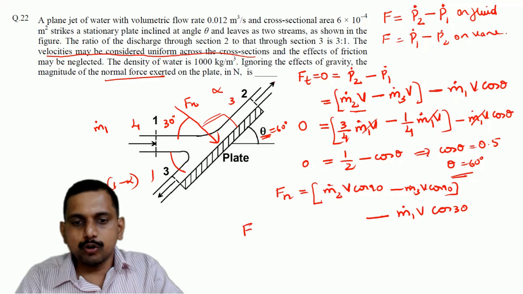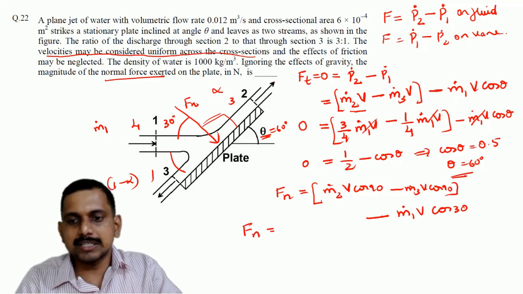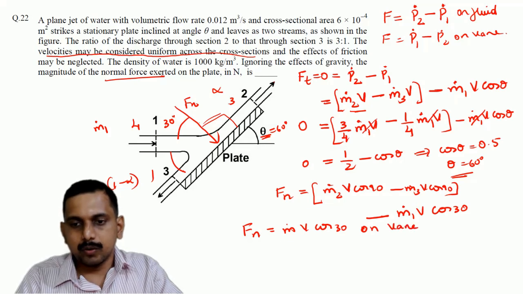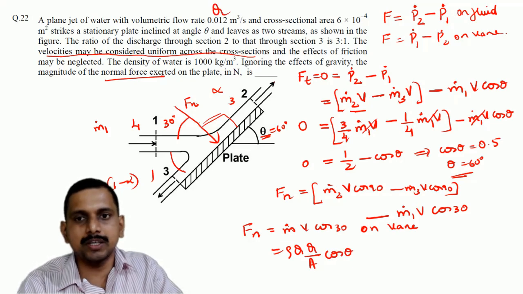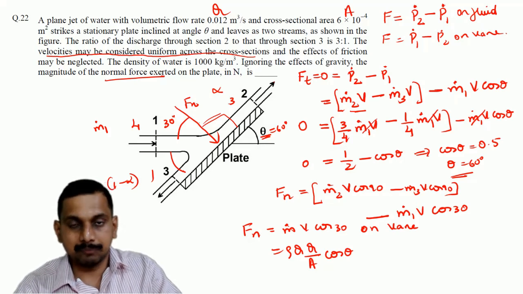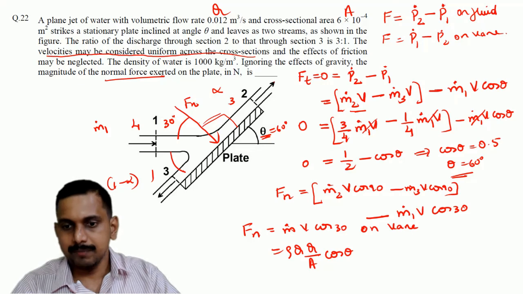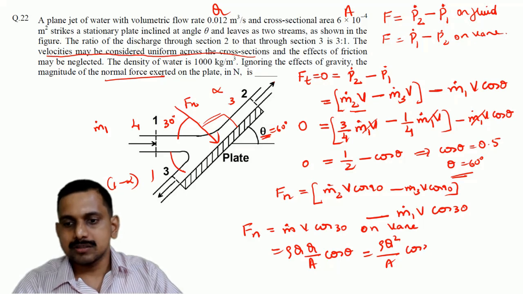So normal force Fn is equal to, if I consider this on the fluid, M dot V cos 30 on vane. Now what is M dot V? M dot is rho into Q. Velocity can be written as Q by A. Always it is better we write everything in terms of what is given. What is given is Q and the area. So we will write everything and at the end we will do the substitution. This would be rho Q square by area into cos 30.